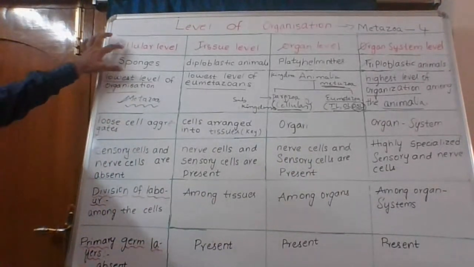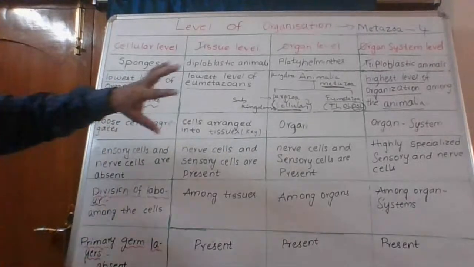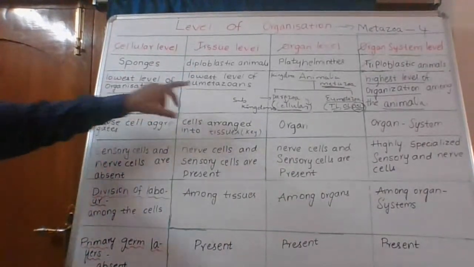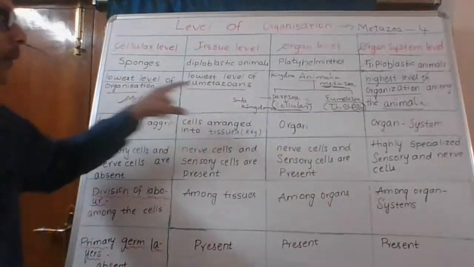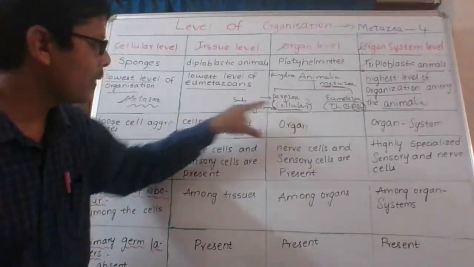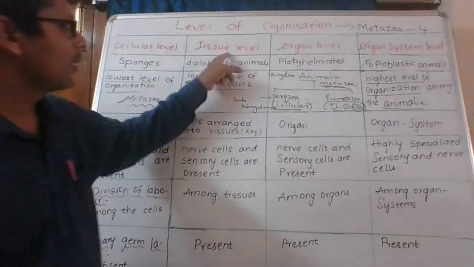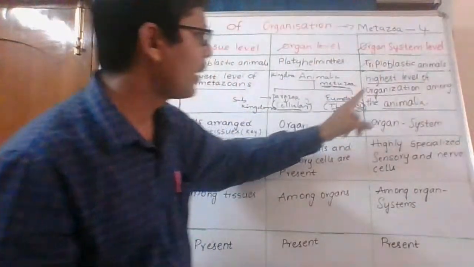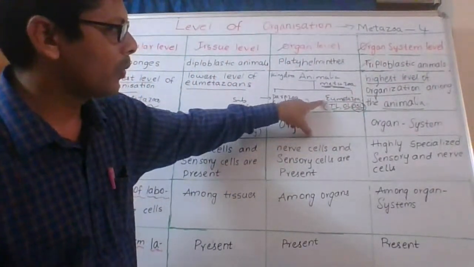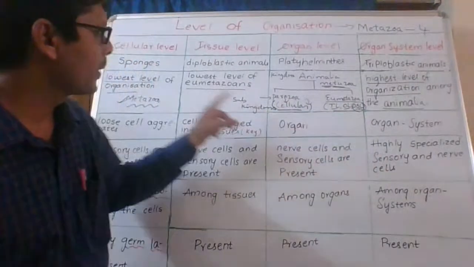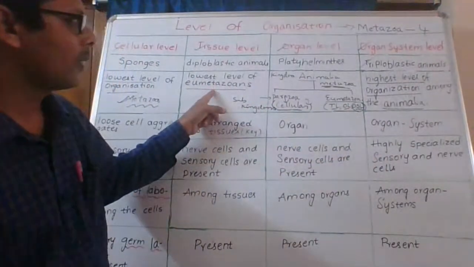Second point is cellular level, the lowest level of organization among these four. In the Metazoa it is the lowest level, and in the subkingdom Parazoa the level of organization is also cellular level. Next, tissue, organ level: these three are also present in the subkingdom Eumetazoa. In the subkingdom Eumetazoa the lowest level is the tissue level of organization.